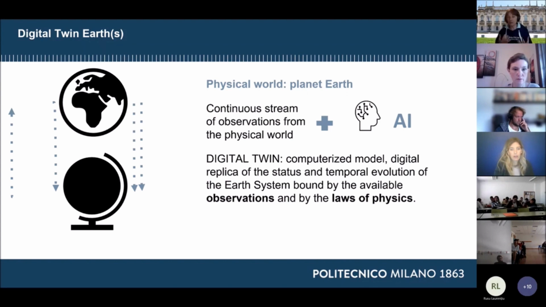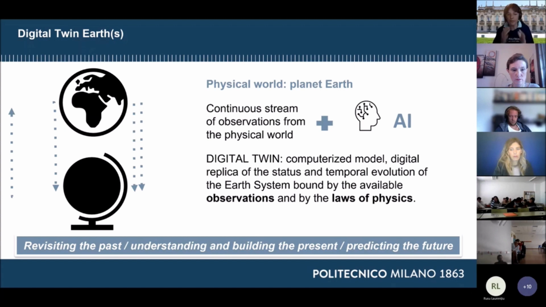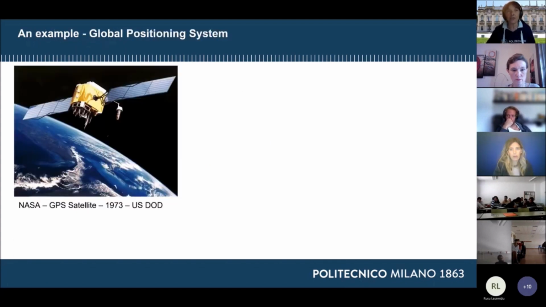And so, starting from observations, starting from the laws of physics, because we have to remember that we want something that is physically based and uses traditional statistics, but also machine learning, obtaining the simulation of what's happening on the surface of the Earth, not only on the surface, but what's happening on our planet. Okay, so this is where we are going. We are going toward revisiting the past, understanding and building the present, and predicting the future. And these technologies that were presented before are exactly the technologies that we need for building these digital twin Earths, so relevant for Destination Earth.